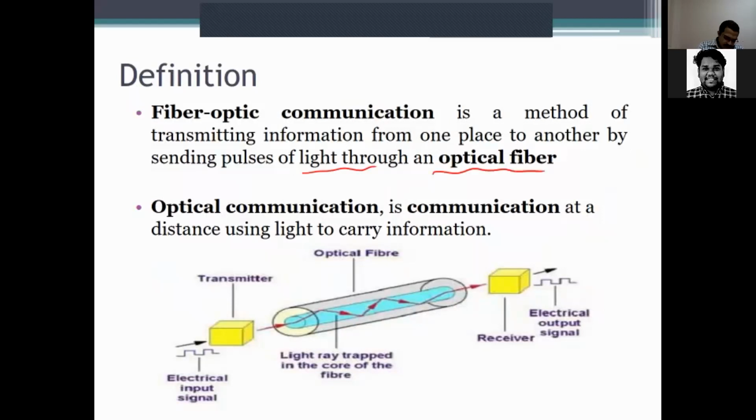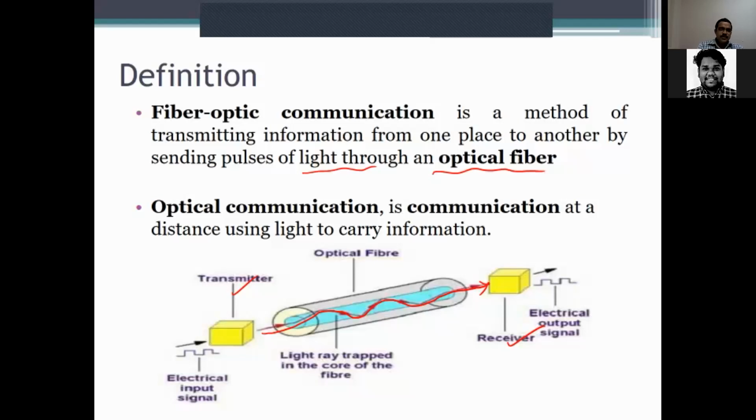So there is a transmitter and there is a receiver. In between, the information is traveling as light, not as electrical signals. Electrical signals are transmitted through copper wires, but through optical fibers we are transmitting the information in the form of light, or usually we call it invisible light.